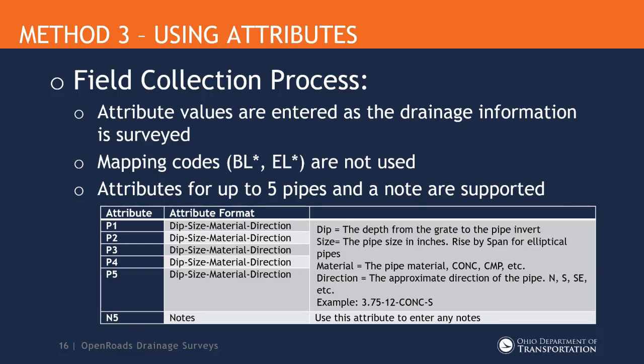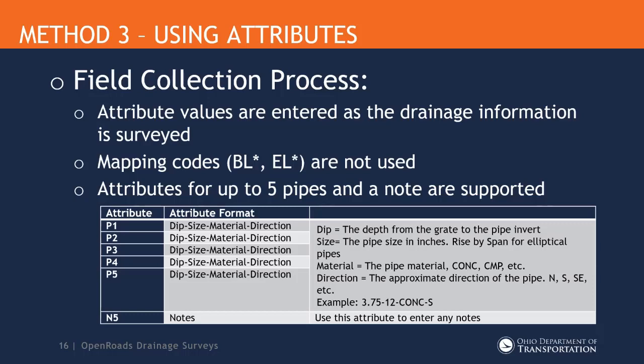So method 3 is using the attributes from the data collector. And this is an option that we had supported in the Select Series software and elected not to carry forward into Open Roads. And the biggest reason we didn't carry that forward was because of some of the downstream processes, and I probably have that on another slide, so I'm probably getting ahead of myself here.